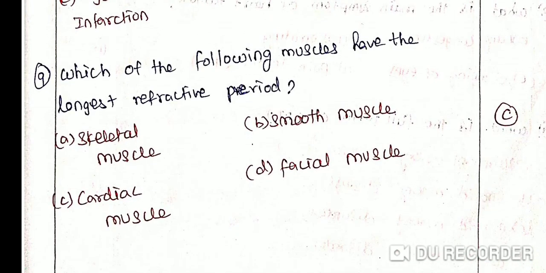Which of the following muscles have the longest refractory period? Option A skeletal muscles, option B smooth muscles, option C cardiac muscles, option D facial muscles. The correct answer is option C, cardiac muscles. Cardiac muscles never show the property of summation or tetanic spasm as the muscles have the longest refractory period. Cardiac muscles also have the largest latent period.